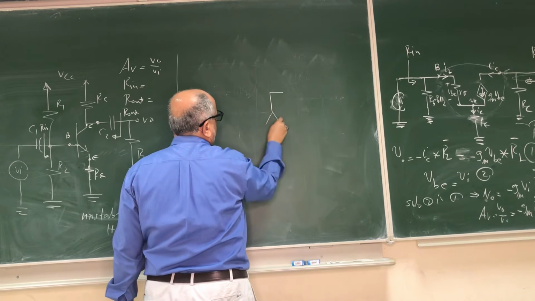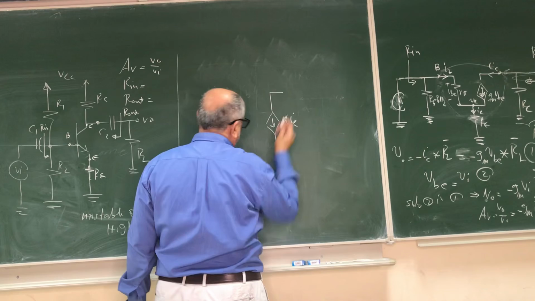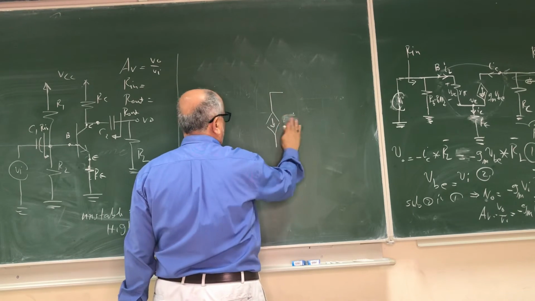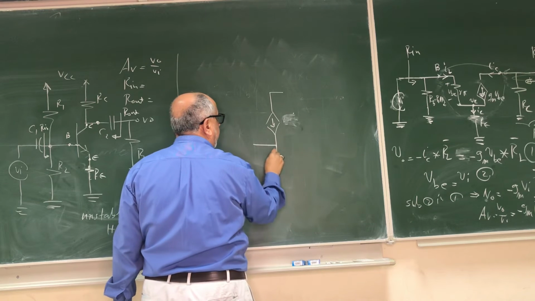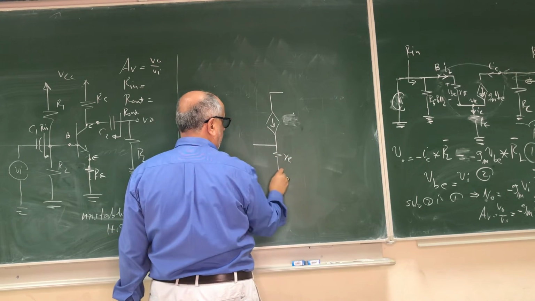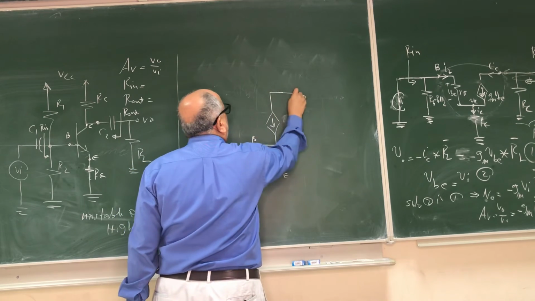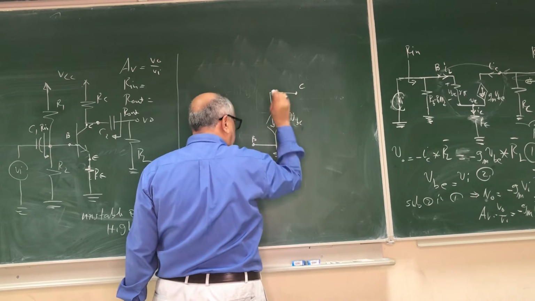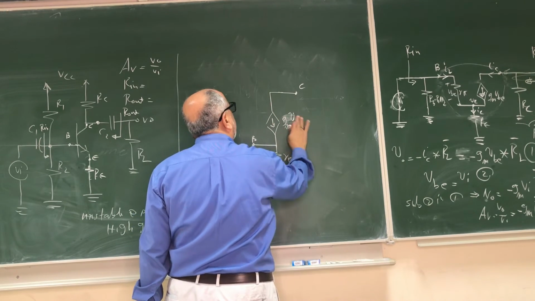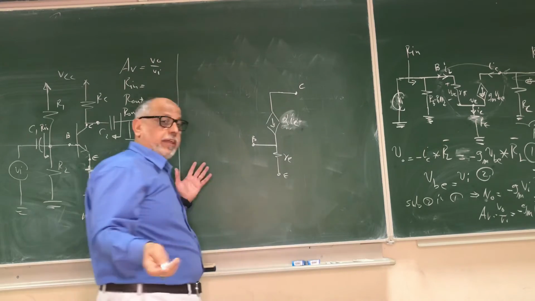So in the T model, we'll have, call this alpha IE, let's say, or gmVBE, or whatever you want to call it, or beta IB, right? Then we have here a small re, that is a transistor parameter. So this is the emitter, base, and collector. So we can call this gmVBE, there is no problem. We can call it alpha IE, that is also, again, it is IC, so same thing.